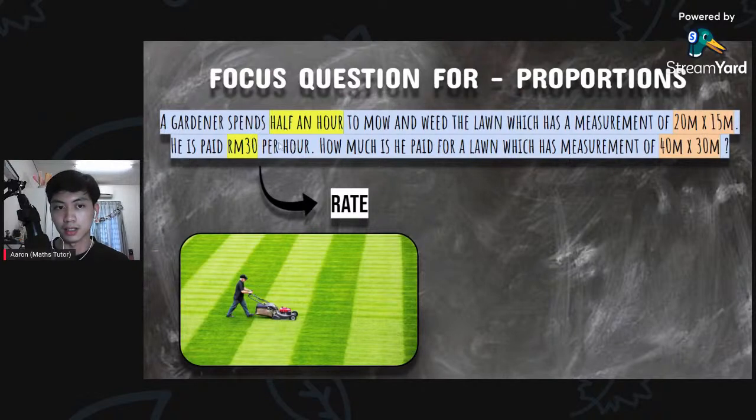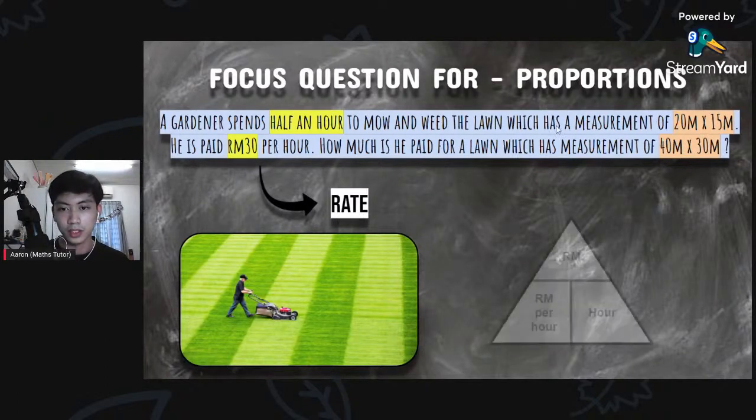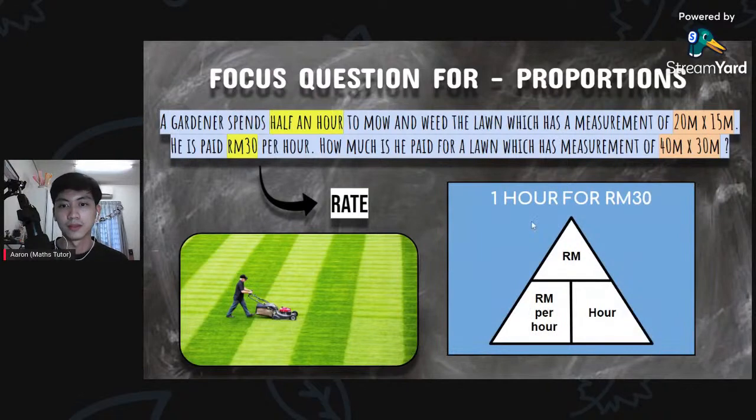So this is the concept, it is the rate. And how much is he paid for the lawn which has a measurement of 40 meter times 30 meters? It's the same thing, right? Now the unit becomes hour. Just now it was liter, so now it becomes hour, the time. So RM divided by hour, you can get the rate. This is the rate.